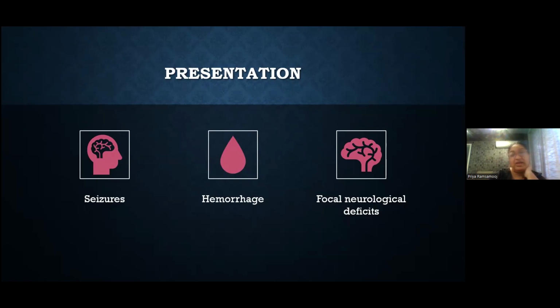And then the third way that they could present would be focal neurological deficits. And of course, this is dependent. You can have this without evidence of recent hemorrhage, right? But the deficit that they present with is obviously dependent on the location of the cavernous malformation, right? They generally find that the supratentorial cavernous malformations tend to present with hemorrhage, seizures, and focal neurological deficits.